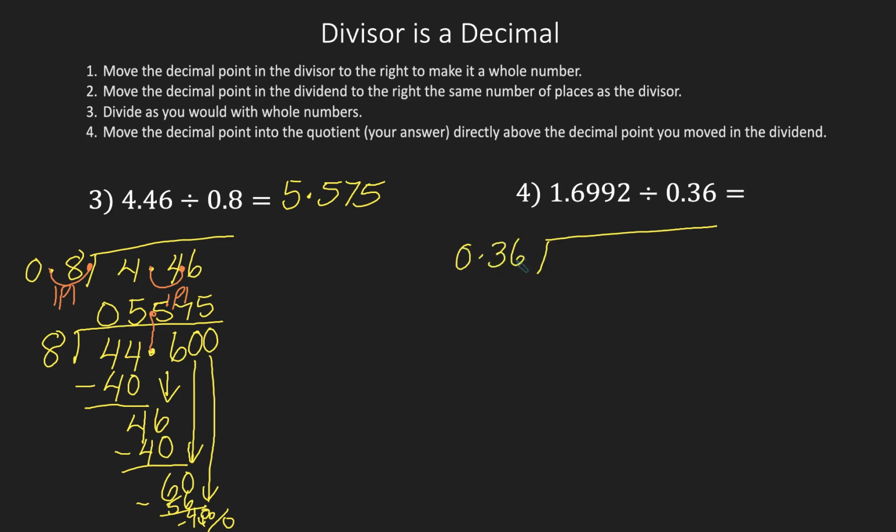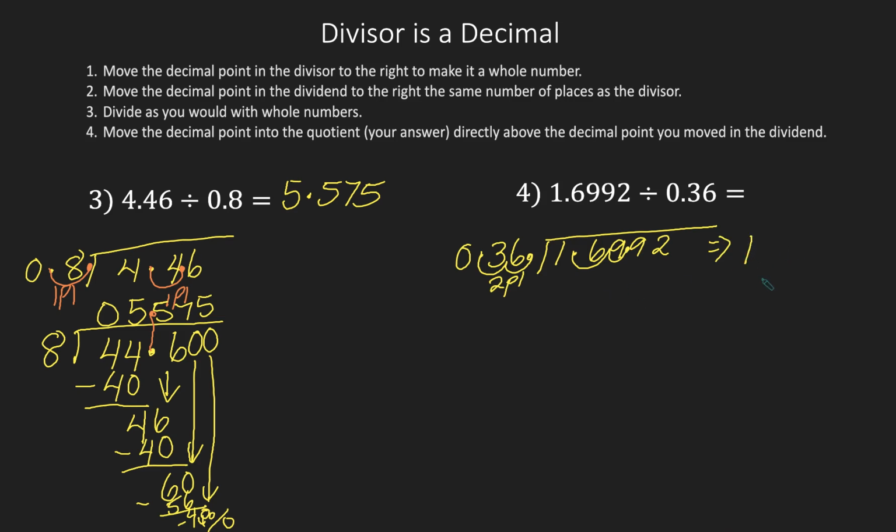0.36, hopefully I have room. And I have 1.6992. So we can't divide as is. I need to make the 0.36 a whole number. So I'm going to move my decimal point to the right. I have to move it 2 places, which means in my dividend, I'm moving it 2 places. So my problem has changed.